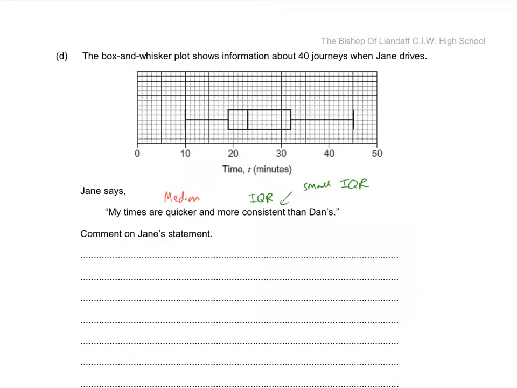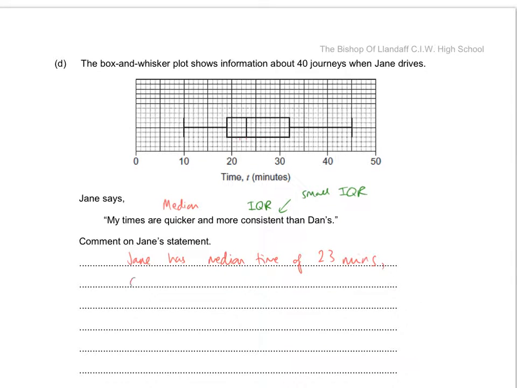So this is Jane's 40 journeys. So Jane has a median time of, what's that? So there's 20, 1, 2, 3, of 23 minutes. And the one from the previous question was 26 minutes, by Dan. So compared to 26 minutes, she is quicker. Okay, but reference that, make it really obvious. So she is quicker.